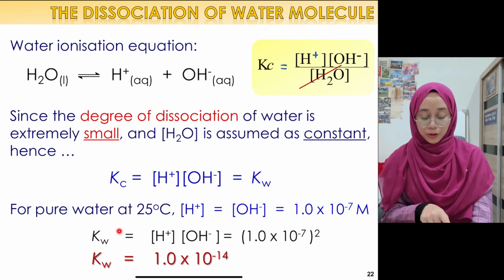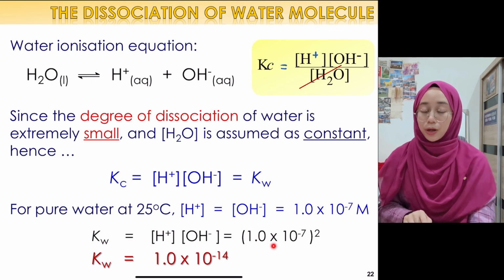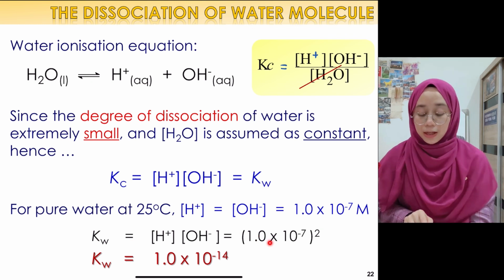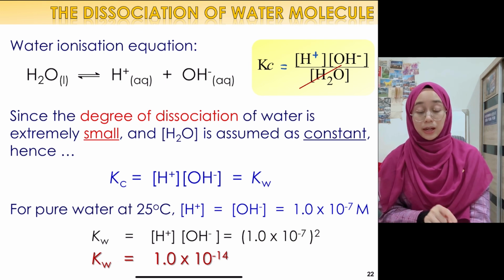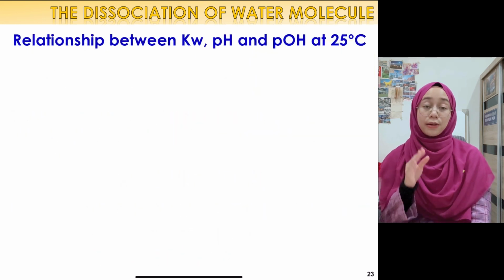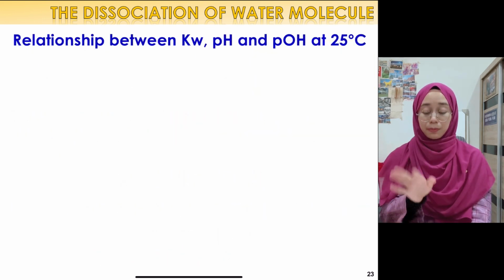So kalau kita masukkan the value dalam formula yang atas ni tadi, kita akan dapat 1 exponent negative 7 to the power of 2 kan. So kita akan dapat negative 14 dekat sini, exponent negative 14. So that is the value of Kw. Okay, and then what is the relationship between Kw, pH dengan pOH?